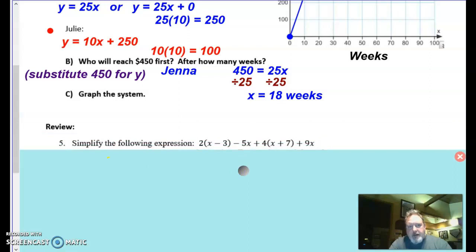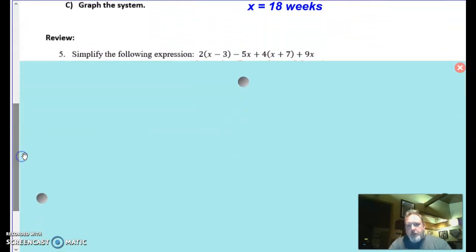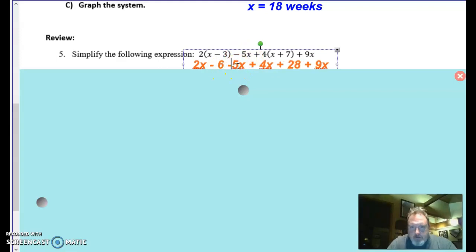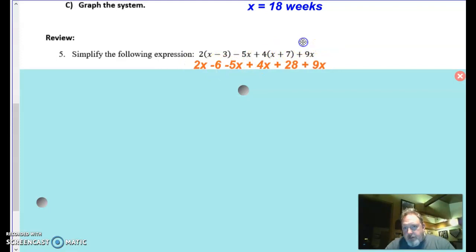Okay, a couple review problems here to wrap up this quiz review. This is a review of two things. One, it's a review of the distributive property, but it's also a review of combining like terms. So you got 2 times x, so that's 2x, and 2 times negative 3 minus 6. Then we're subtracting 5x. I'm going to close that down just a little bit. There we go. And then we have distributive again. 4 times x is 4x. 4 times 7 is 28. And the 9x remains unchanged.